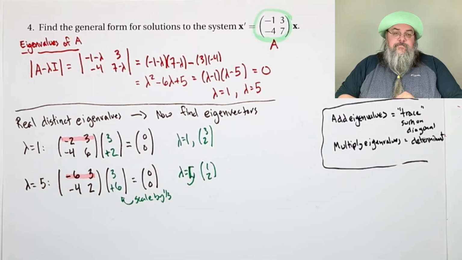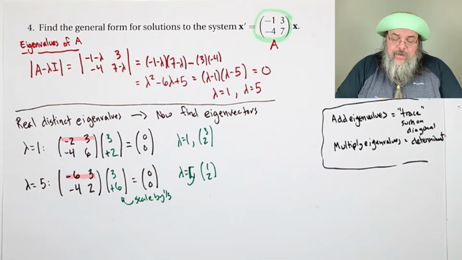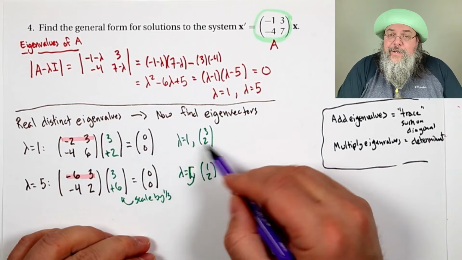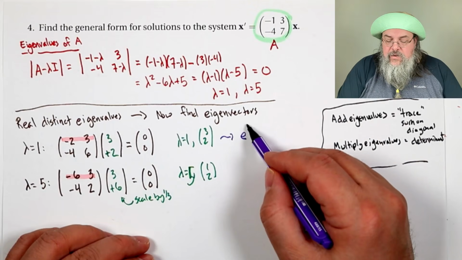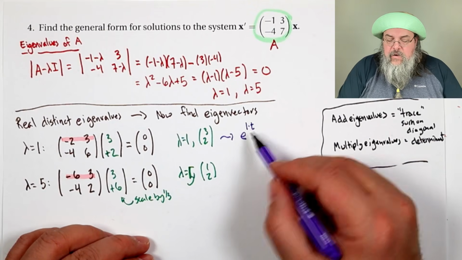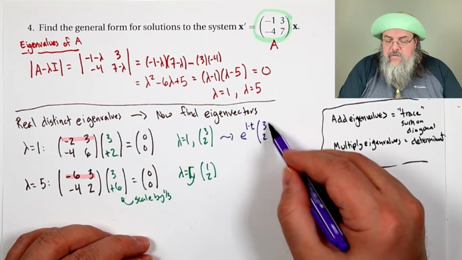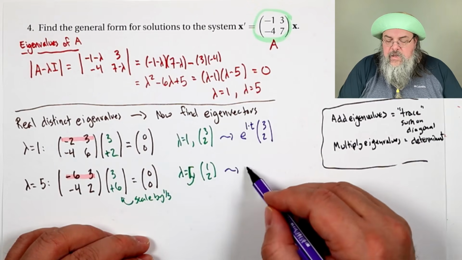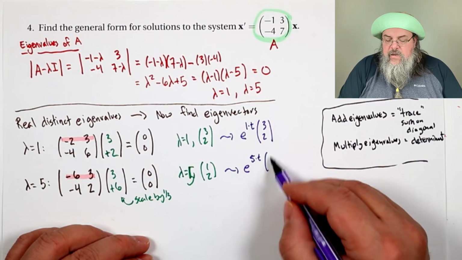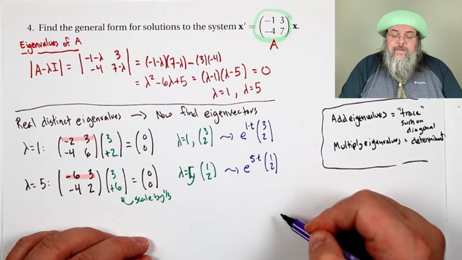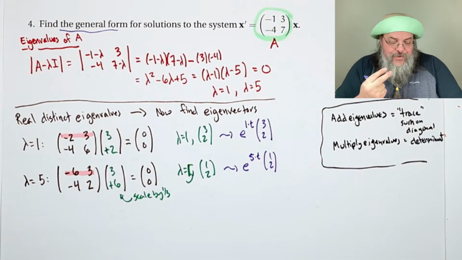Okay. So now we have our eigenvalues, eigenvectors. And here's the thing to remember. Each pair gets a solution. So this would be the solution, e to the 1 times t. Right? There's our lambda, and then our eigenvector. Here, we get e to the 5 times t. Right? There's our lambda, eigenvector. And since we're after a general form, we've now found 2 solutions.